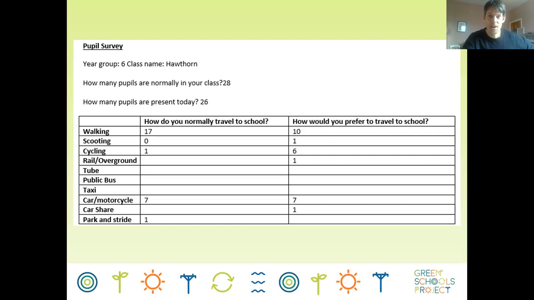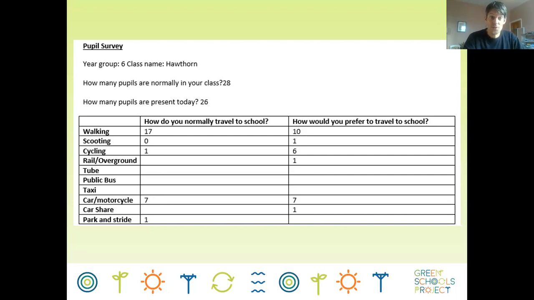So 17 people said they walk to school, which is great. No carbon emissions there. 1 person cycles. 7 people got a car or a motorcycle. I'm assuming most people get the car rather than a motorbike. And 1 person used park and stride, which is when you drive part of the way and then you walk the rest of the way.